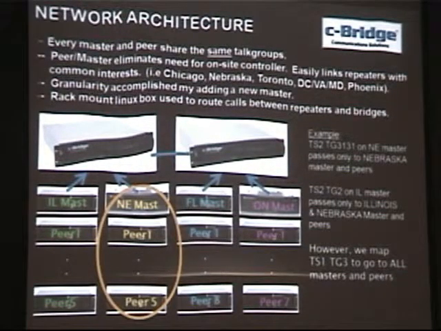So we've got 5, almost 6 repeaters on the air now. If you have a Nebraska talk group, all those repeaters are tied together, simultaneously talking on the Nebraska talk group. So if you're in Lincoln and you want to talk to Omaha, you get on the Nebraska talk group, talk to somebody in Omaha, and vice versa.